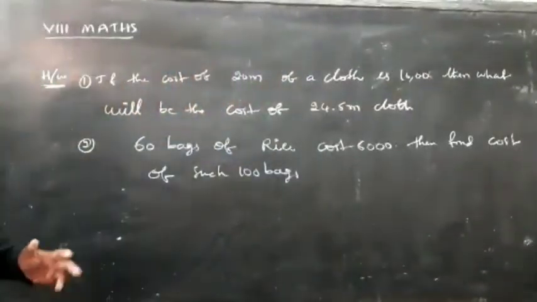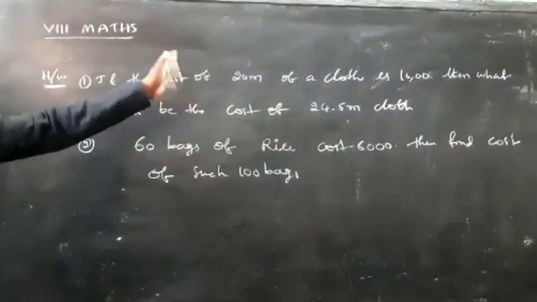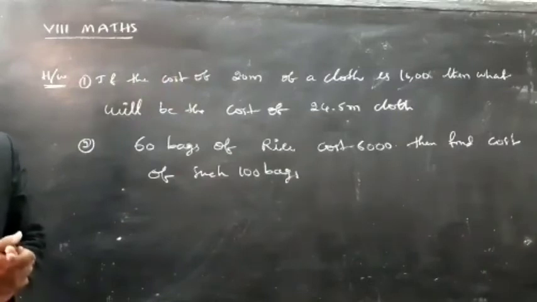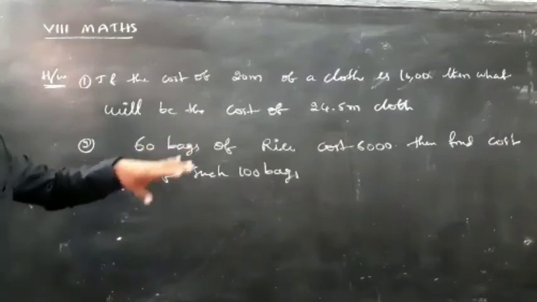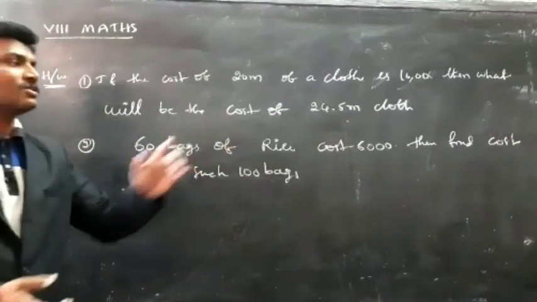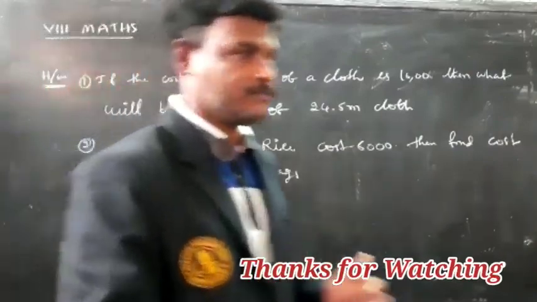8th class students, here is today's homework. If the cost of 20 meters of cloth is 1600, then find the cost of 24.5 meters of cloth. 60 bags of rice cost 6000, then find the cost of 100 such bags.